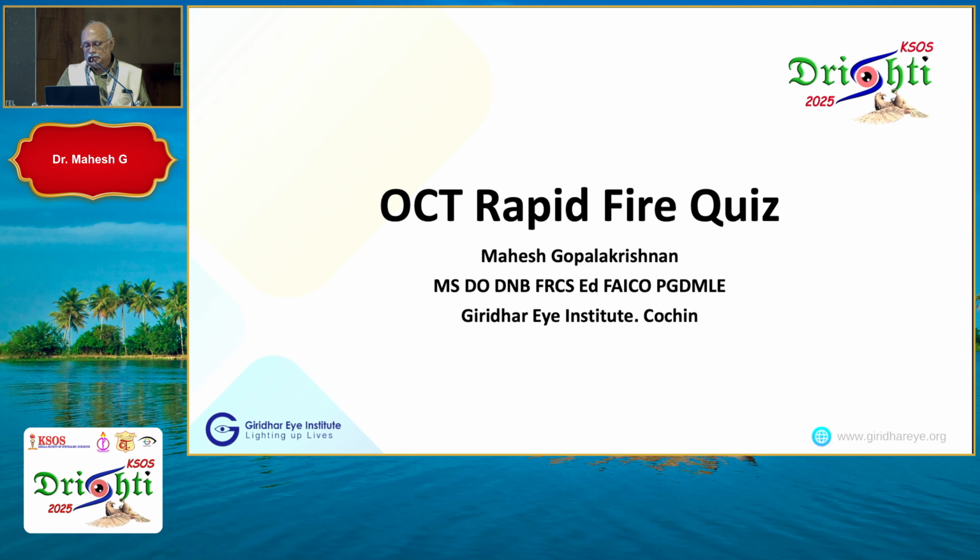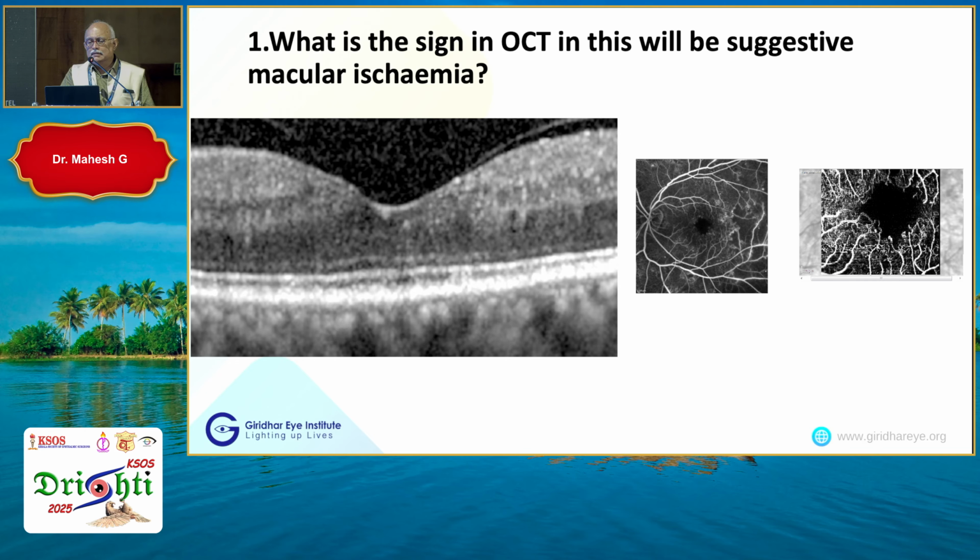So I will show some pictures and the audience can participate in this. Very simple questions. What is the sign seen in OCT which is suggestive of macular ischemia? I just told you.